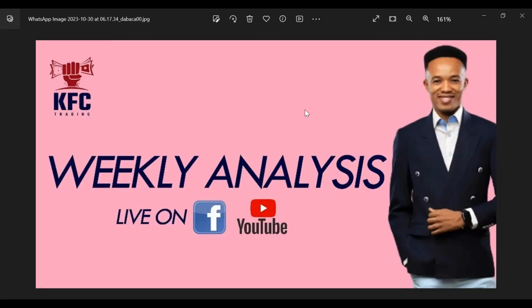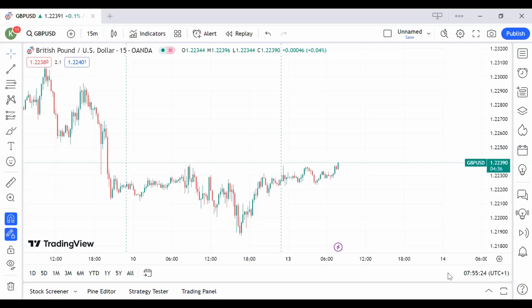Today we're going to be looking at the markets together, and we're going to look at the opportunities in the markets and things to expect in the markets this week. All right, so sharing my TradingView app, and quickly we're going to do it the way we normally do it.